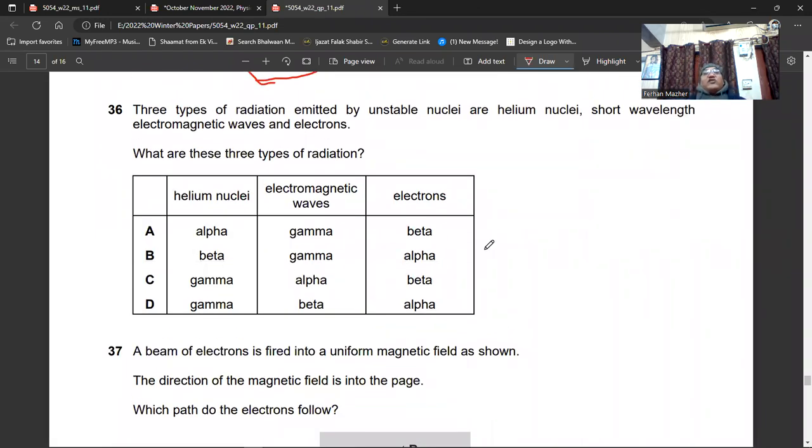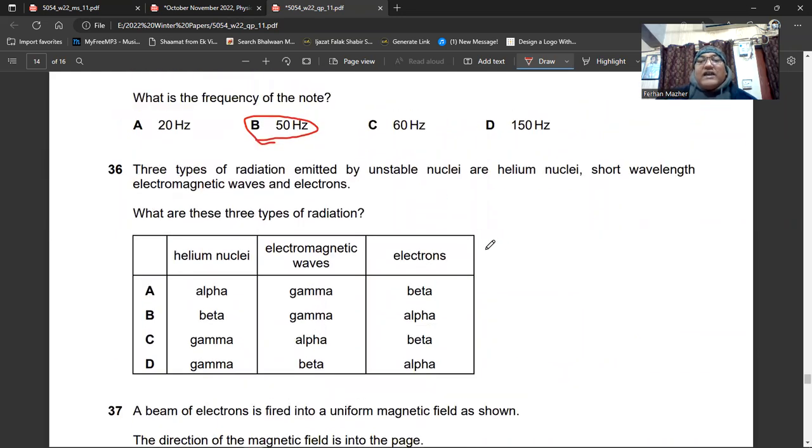The next question: three types of radiations emitted by unstable nuclei are helium nuclei, short wavelength electromagnetic waves, and electrons. What are the three types of the radiation? The three types of the radiation are alpha, beta, and gamma.